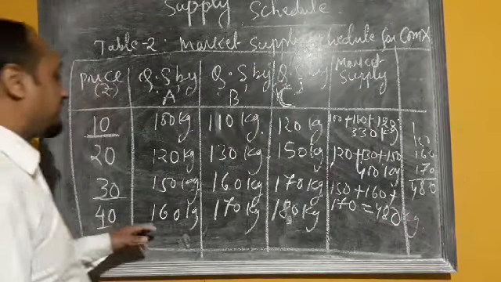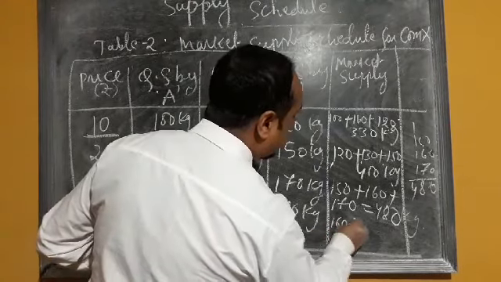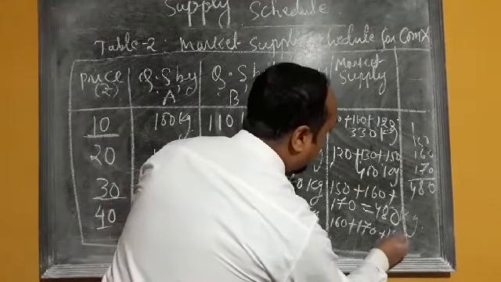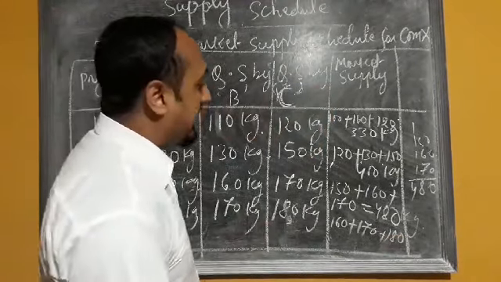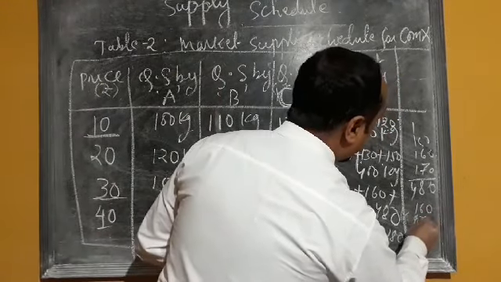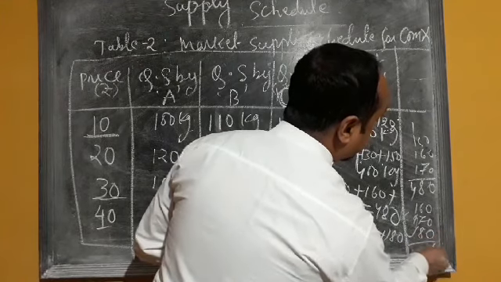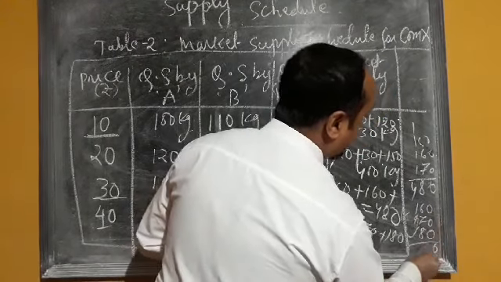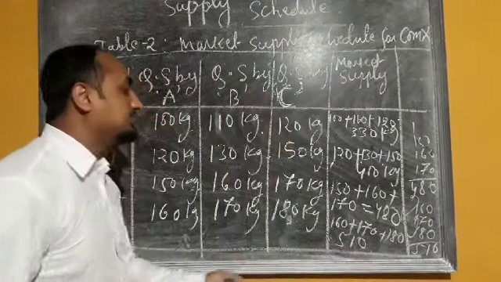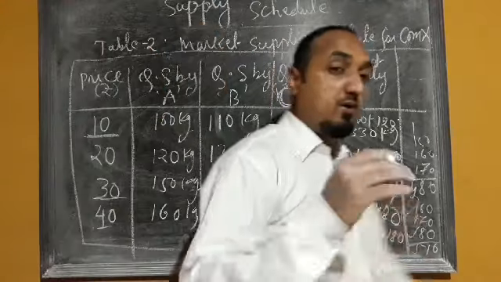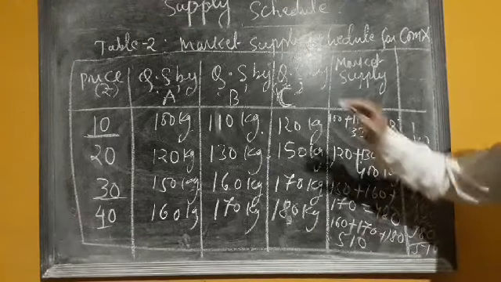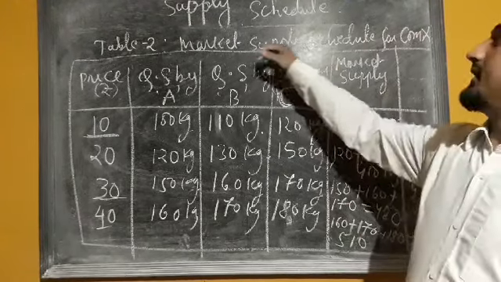Similarly at rupees 40 we have 160 plus 170 plus 180. If you add this, how much are we getting? 510. That means at rupees 40 the quantity supplied by all the producers is 510 kg per week. So this is the way to represent the market supply schedule.